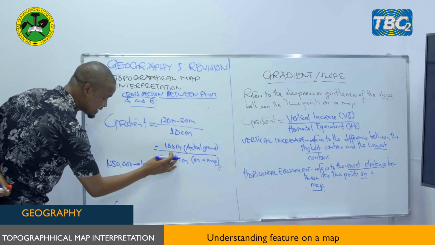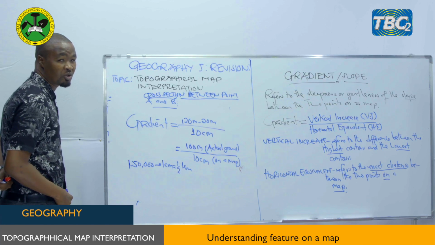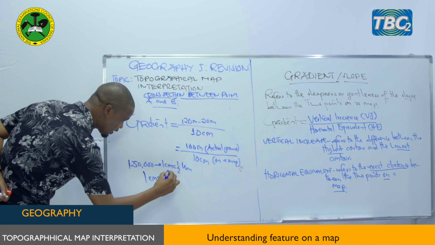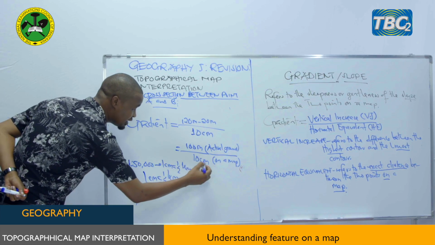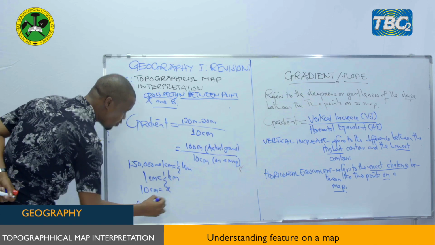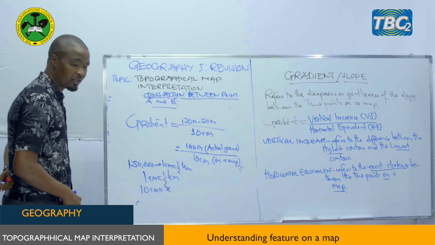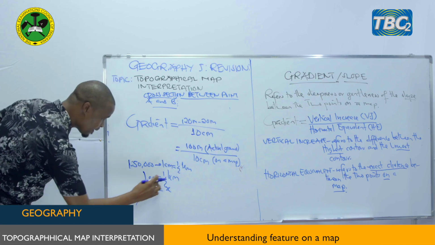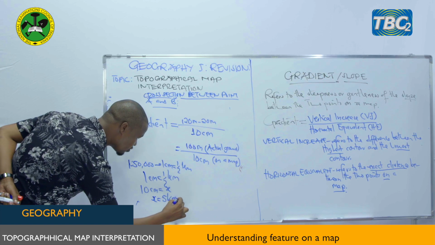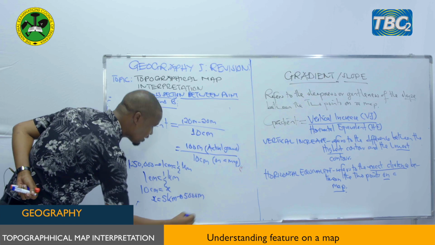So you have to change this 1 centimeter, which is on the map, into the actual measurement units. I will say 1 centimeter is equal to half a kilometer. Then how about these 10 centimeters on a map? How many kilometers will it give me? Thereafter we'll change into meters by using the normal mathematical calculation. From here we get x is equal to 5 kilometers. So 5 kilometers is equivalent to 5,000 meters.